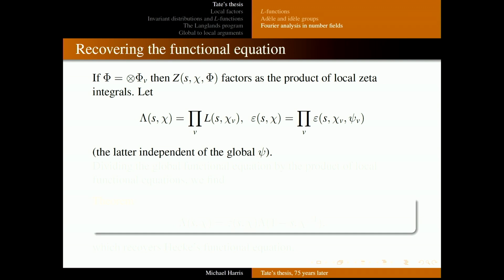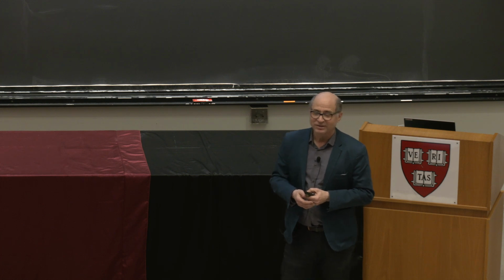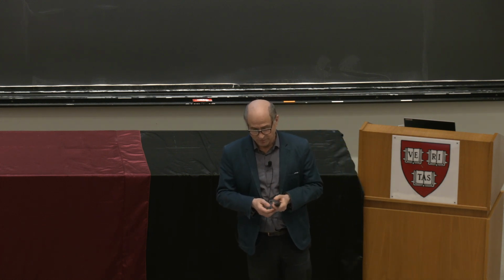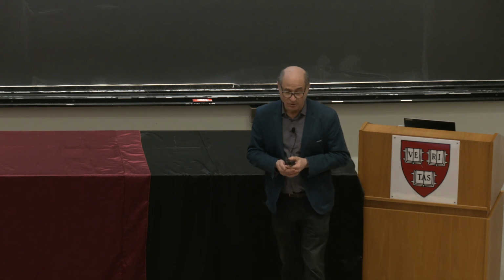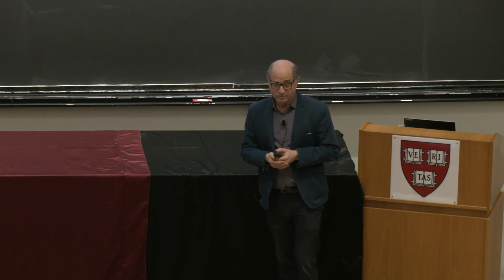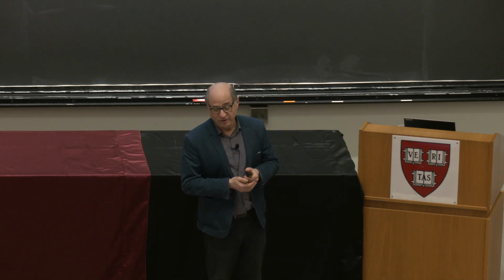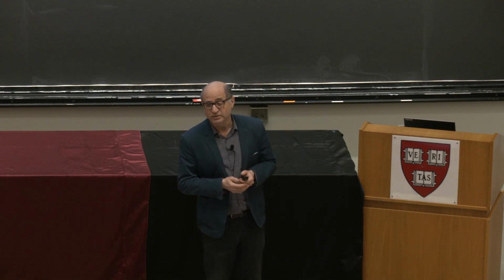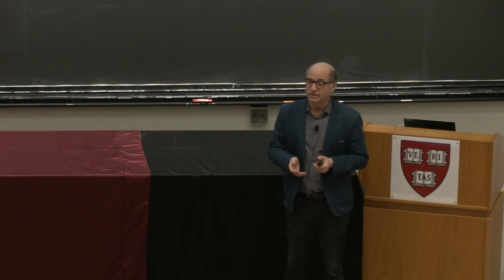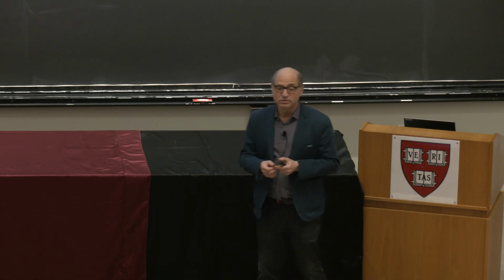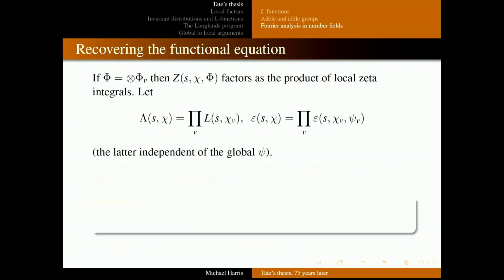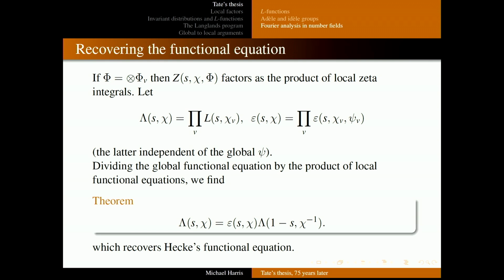Okay, but now, if you have the global functional equation and all the local functional equations, you just have to divide one by the other, and then the functional equation of the L function pops out. So you let lambda be the product over all places of the local L factors, and epsilon the product of the local epsilon factors, and you show that that product, unlike the individual terms, is independent of the global choice of additive character. And then you divide one by the product of the others, and you get Hecke's functional equation.